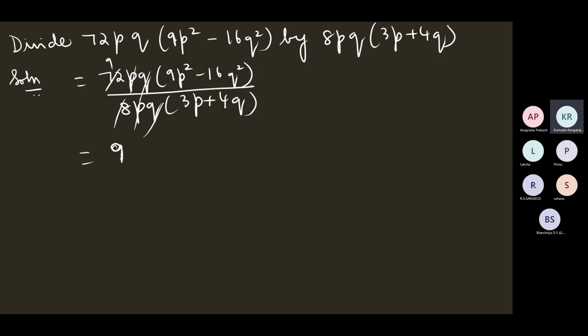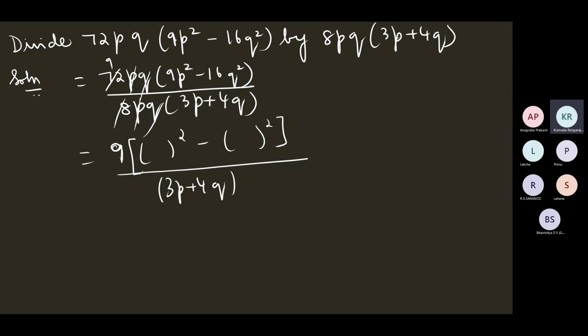Now tell me, what will you do with 9P square minus 16Q square? Ma'am, A square minus B square formula, ma'am. Very good. So it's of the form A squared minus B squared, divided by 3P plus 4Q as it is. That's very simple. You cannot factorize this further, 3P plus 4Q. So that will come down as it is.